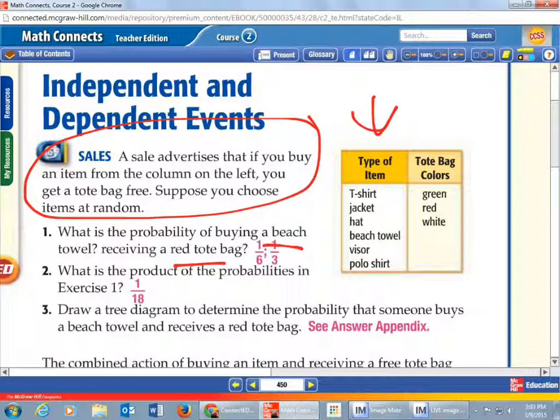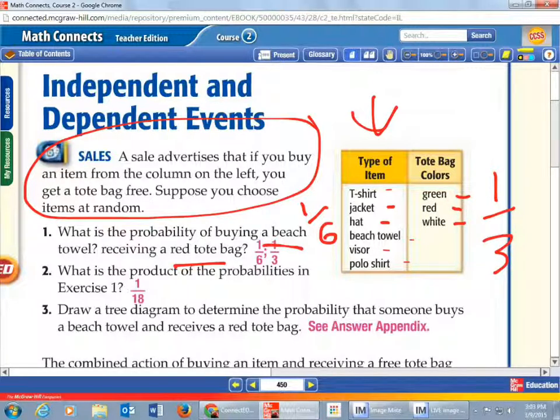Well, here's the deal. You have a beach towel, that would be 1, 2, 3, 4, 5, 6. So if there are 6 options, the beach towel has a probability of 1/6. Now, to get a red tote bag, there are 1, 2, 3 options. So for a red tote bag, it's going to be 1 out of 3.